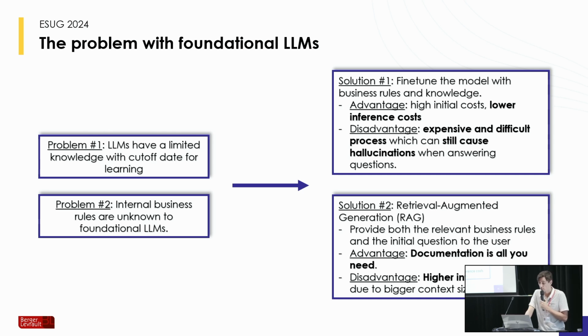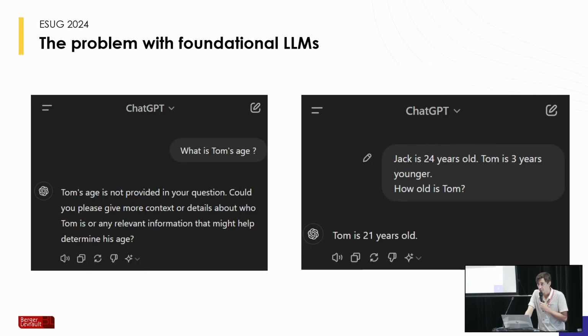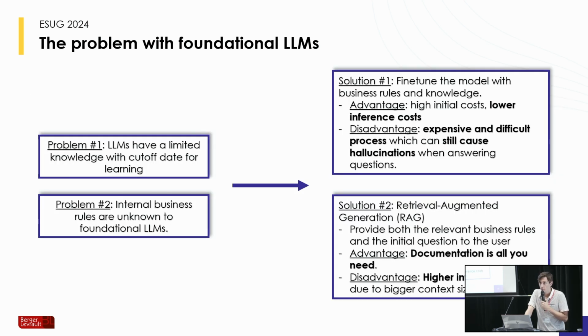The other solution that's been pretty popular with the community is what we call retrieval augmented generation, which is the principle that if you have a question and you have documentation, then maybe you can provide the relevant documentation with the question to get a customized response. I'm going to show you a quick example to show you what I mean.